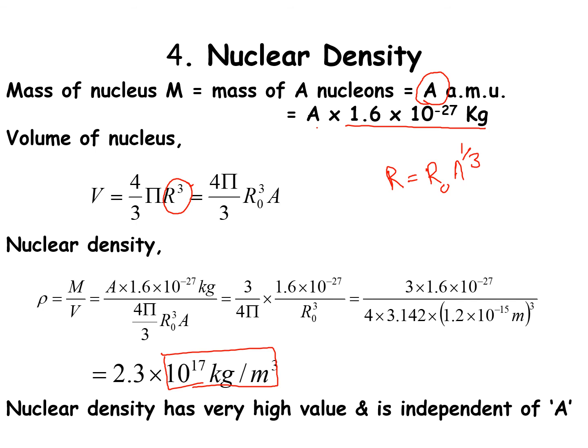So this is our nuclear density value, and it is quite high. Nuclear density has a very high value, and as you can see, it is independent of the mass number. It is independent of the number of nucleons. So we can say that all the nuclei have almost the same density. Such extraordinarily high densities are not seen in our everyday observations, but such values are possible in nature. For example, neutron stars possess such high densities.